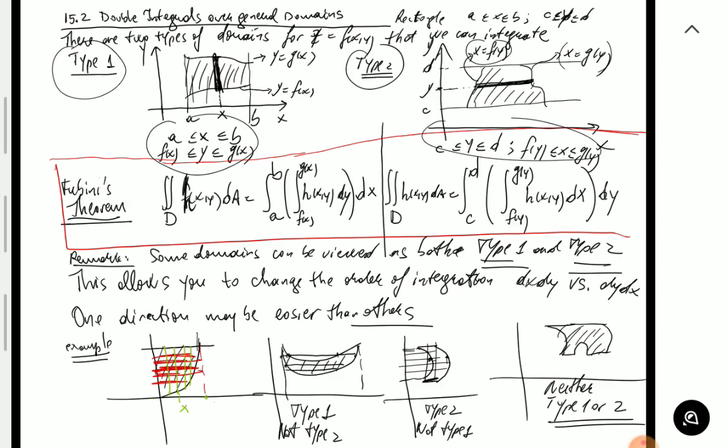All right, so let's go over examples, and we're going to spend until the end of the section on various examples. So stay tuned.